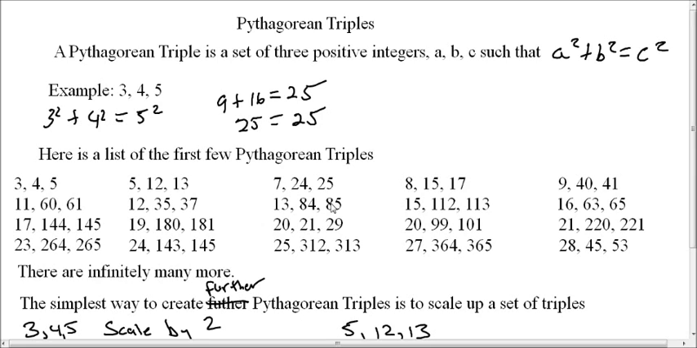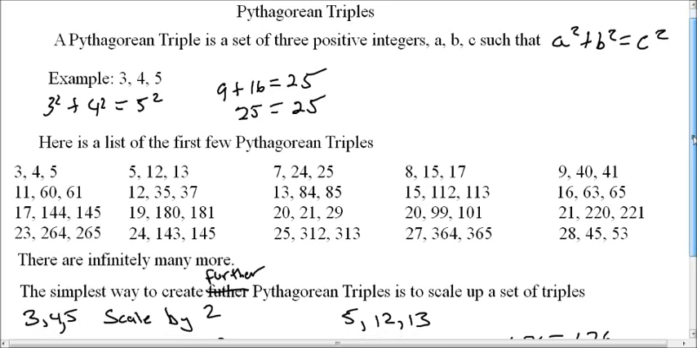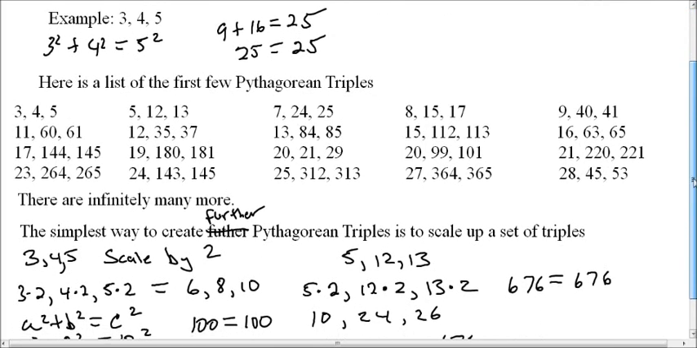Or let's say we had a leg of 5 and a hypotenuse of 13. Knowing the triples, we would automatically know that the second leg would be 12. So it's just an easy way for you to work with the Pythagorean theorem.